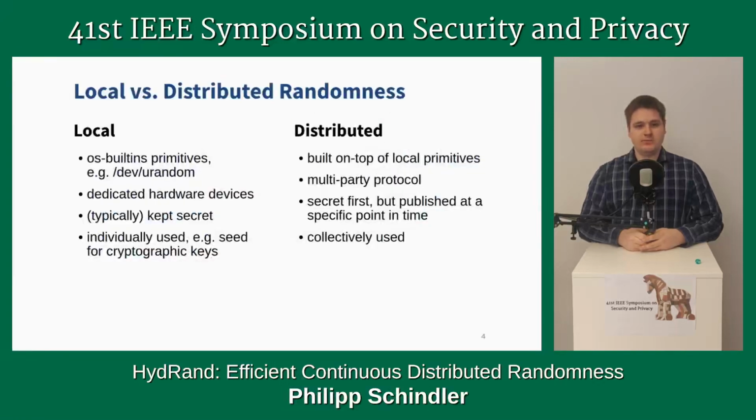This already illustrates the main difference between local randomness, one uses by themselves to select, for example, cryptographic keys, and public or distributed randomness, which is used collectively. As soon as we use randomness collectively, we either have to rely on a trusted third party or some other means of checking that the randomness is indeed generated in a fair manner.